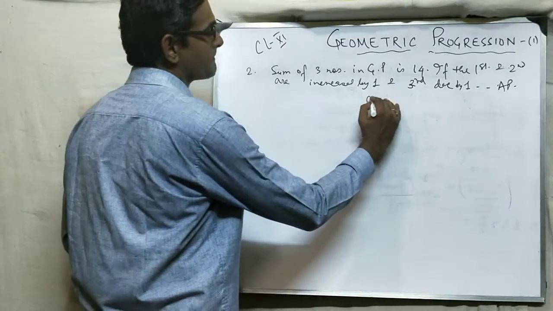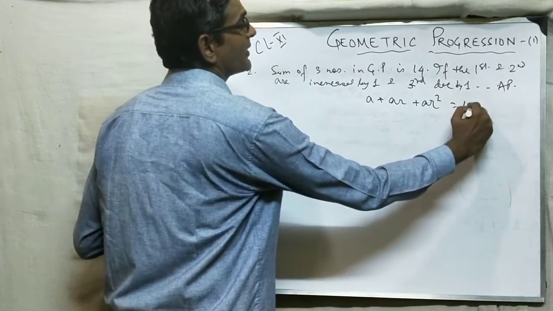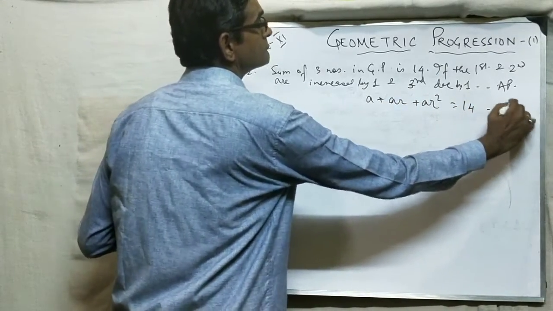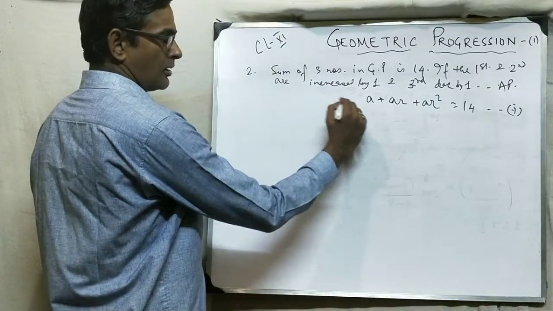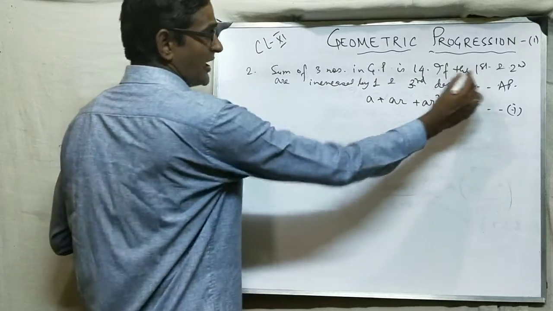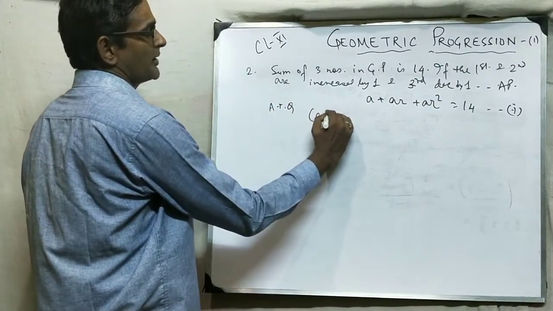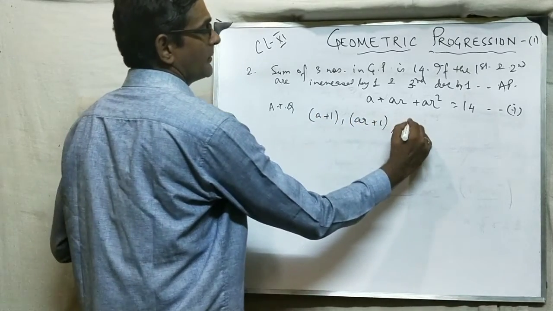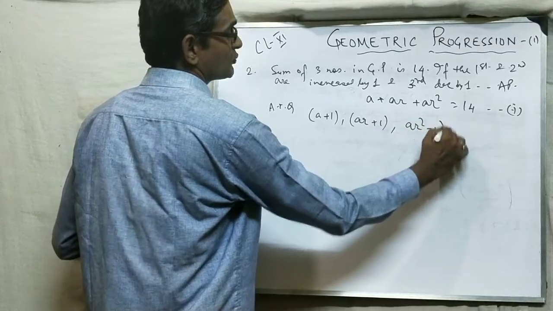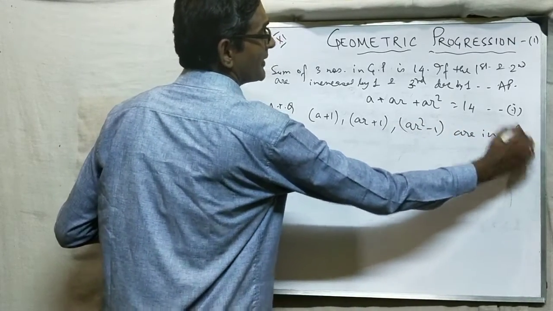Therefore, A plus AR plus AR squared is equal to 14. Okay, equation 1. Now, according to the question, A plus 1, AR plus 1, AR squared minus 1 are in AP.